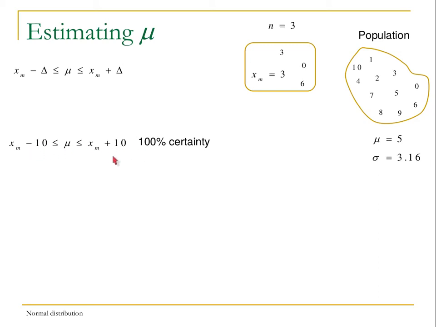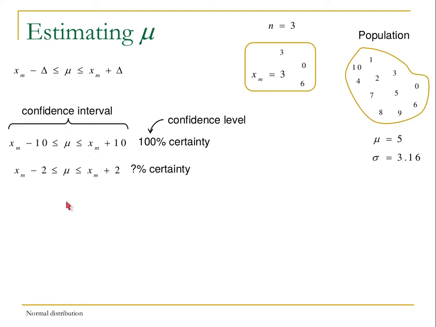And with that range, we want to be able to assign some value of certainty to it. The names for these values are confidence interval, which is the range of values that we're claiming for our population mean, and the confidence level, which is the certainty that we associate with that confidence interval. A different confidence interval could be xm plus or minus 2. So we're saying the population mean is somewhere in the range of sample mean plus or minus 2.